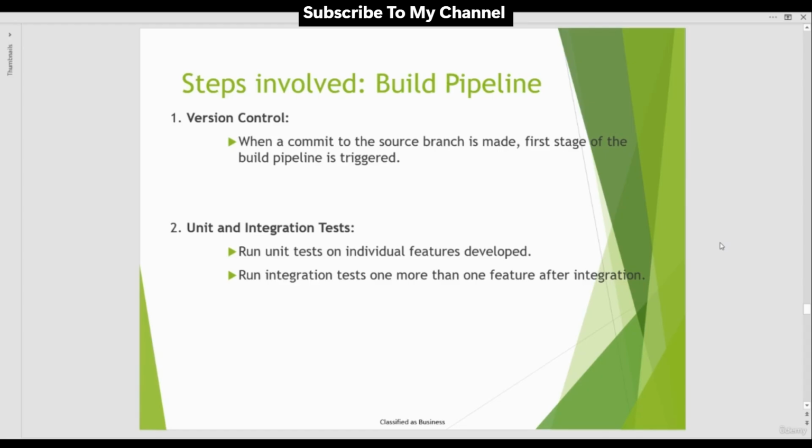Then you have the unit and integration test stage. In this stage, you will have some framework integrated for unit testing. Then you will write unit tests, and individual features are developed and tested. Then the next one is integration test. When we integrate one or more features, more than one feature together, and it is tested through the TDD approach, then it is called integration test. So in the build pipeline only your unit test and integration test will execute.